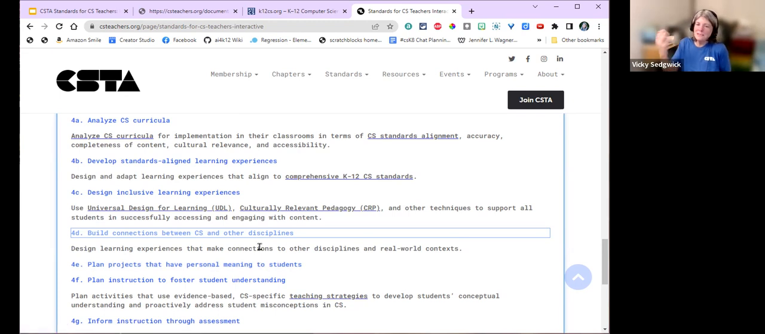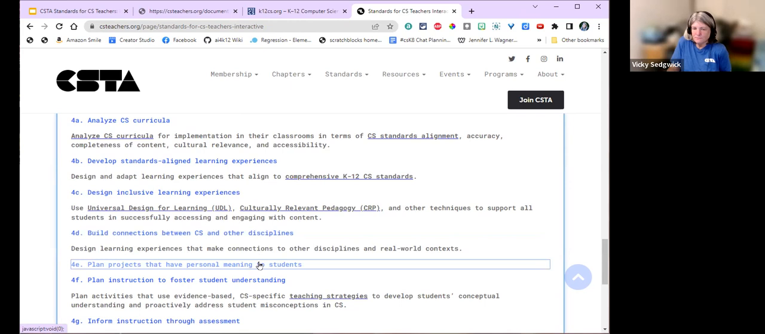So connecting those and connecting to the real world. Where is CS in the real world? People don't realize, it's in fashion. It's in almost every industry you can think of has some CS in it. It just does these days.